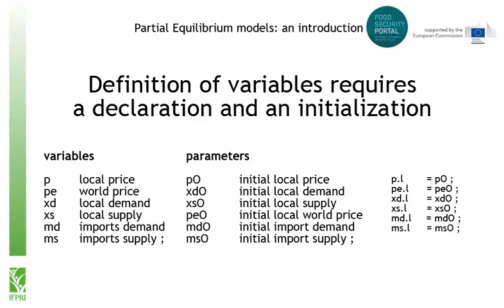So you type P.L is equal to P0, semicolon. So it means that the current value of the variable P is equal to the parameter P0, and you have given a value to P0. So it means that you have given an initial value to the variable P. Same thing for PE, XD, XS, MD, and MS. So you need to give an initial value to these variables.